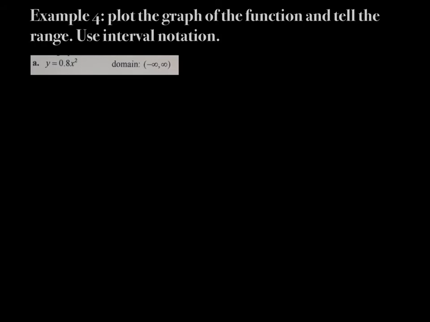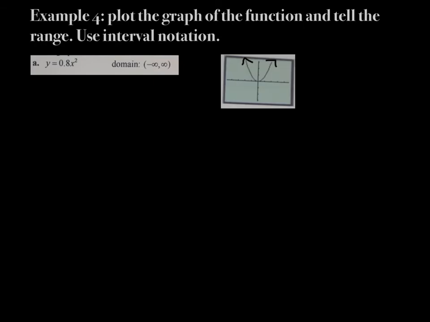So if we graph this quadratic, you're going to get a parabola, and since the domain is all real numbers, it's going to have arrows on both ends, like so. So now when we give the range, we're talking about the lowest y value, which is down here at 0, to the highest y value, which, because there's arrows, it's going to infinity.